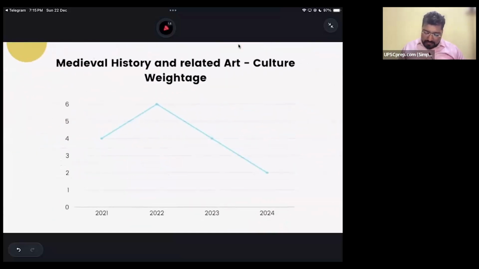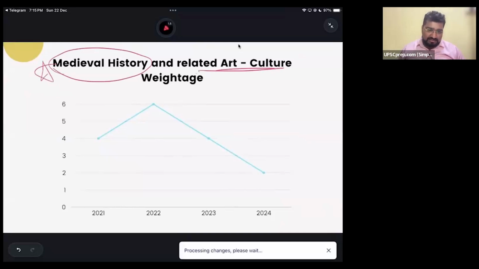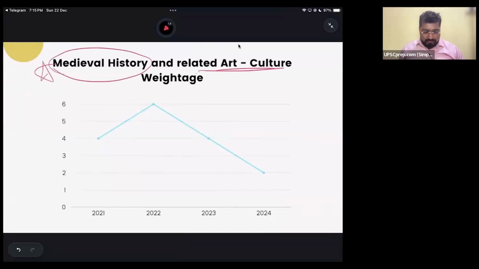Okay. Moving to medieval history and the related art and culture. What is the weightage? So in 2024, like 2 questions were there. In 23, 4 questions were there. In 22, 6 questions were there. And again, in 2021, 4 questions were there. So roughly you can say, on an average, 3 to 4 questions are there with medieval history and the art and culture, right?